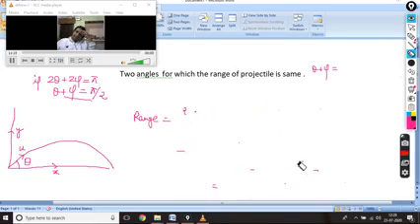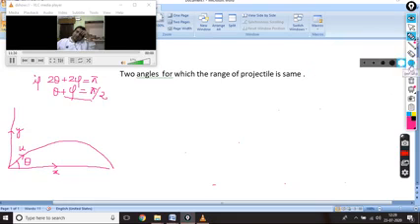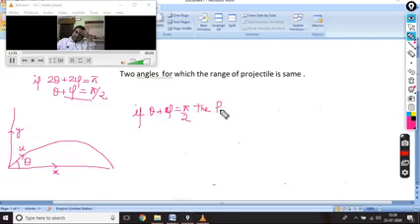So what did we learn? We learned that if theta plus phi happens to be 90 degrees, the ranges are the same. Understanding? If theta plus phi is pi by 2, our ranges are the same. So we got that: if theta plus phi equals pi by 2, the ranges are the same.